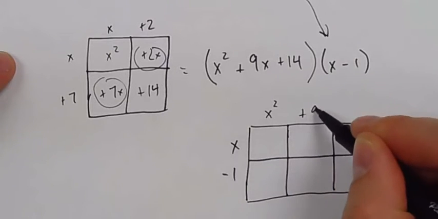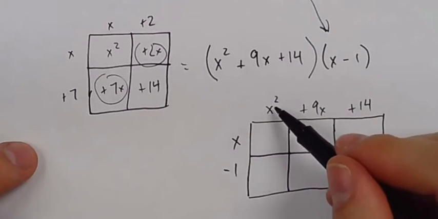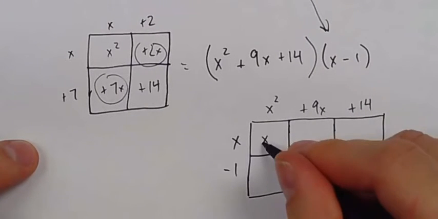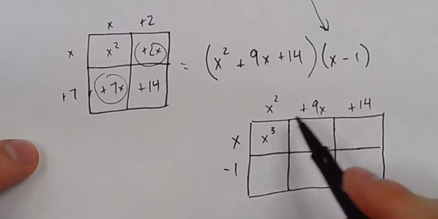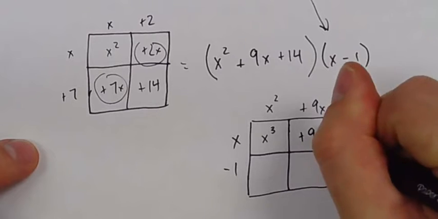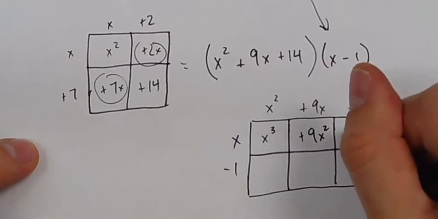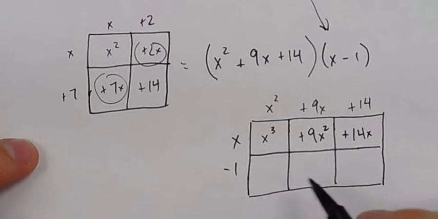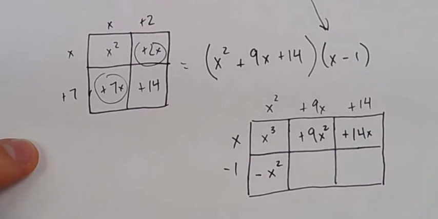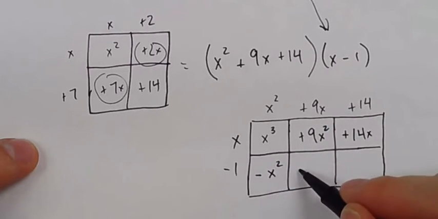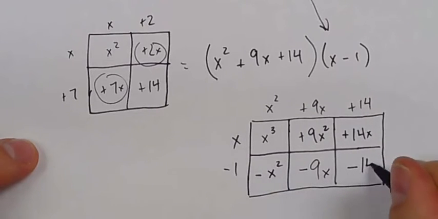So we have x squared plus 9x and then plus 14. And now we can just do it all over again. We have 1, 2, 3 factors of x, so that's x to the third, 9x, and there's 2 factors of x, so it's 9x squared, and then 14x, plus 14x. We'll go with this row. x squared times negative 1, that's really just negative x squared. 9x times negative 1 is just negative 9x. And then 14 times negative 1 is just negative 14.